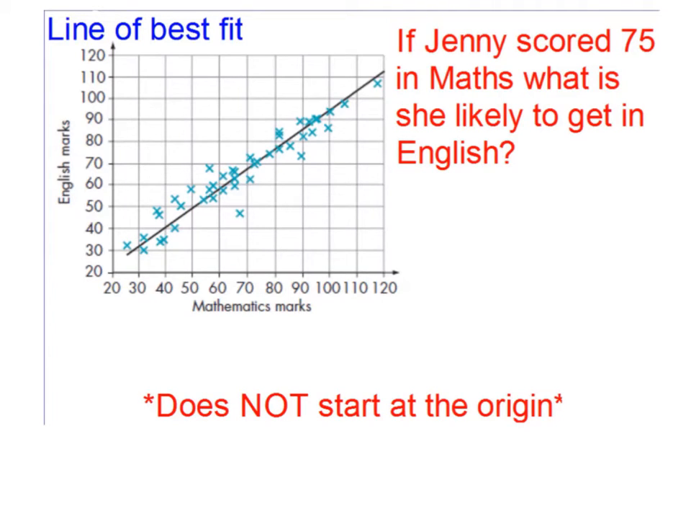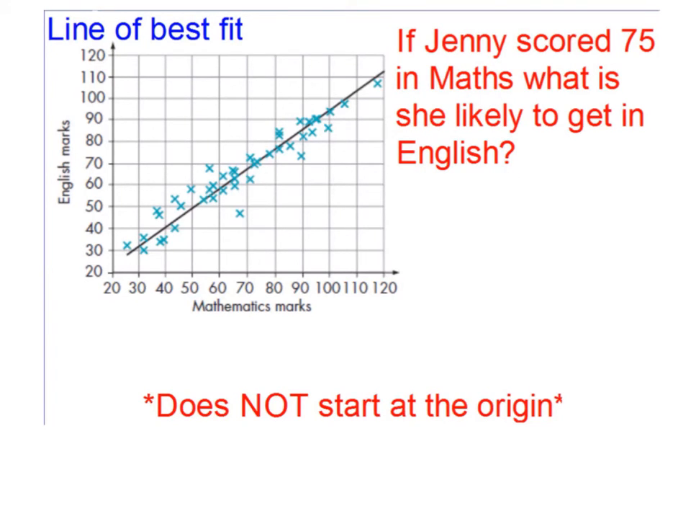So let's say that Jenny sat her maths test and did not sit her English test, but has to resit it. And she wants to get an idea of what mark she can presume to get in English compared to the rest of the class. Well, if Jenny scored 75 in maths, what is she likely to get in English?